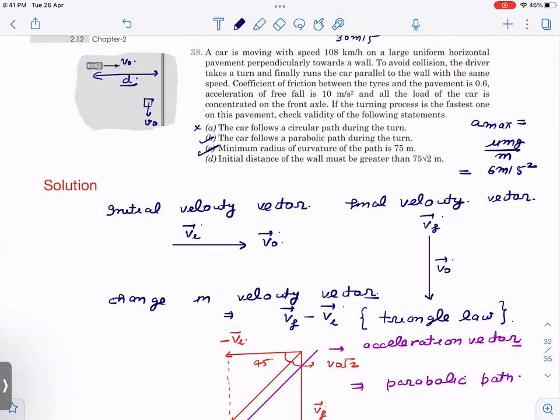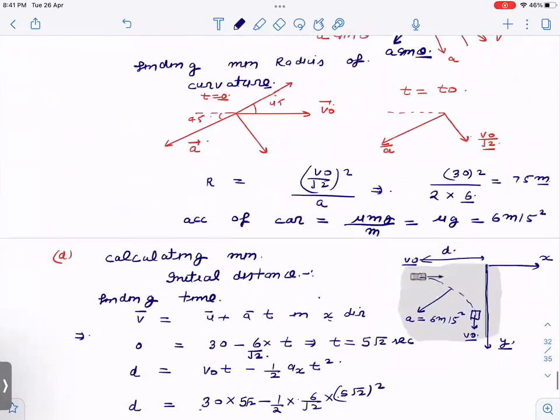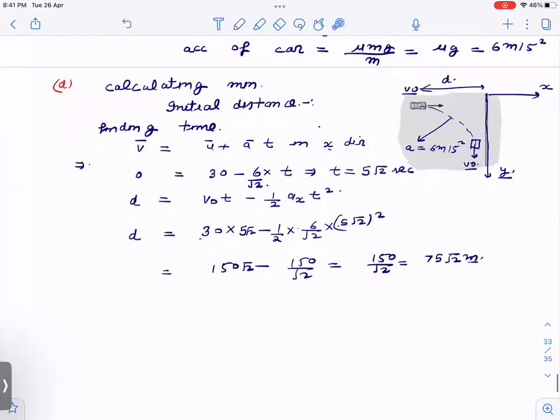If it is less than 75 by root 2, then the car will hit the wall. Let us see. So the D part is calculating the minimum distance. Initial distance is D. Now first we'll find out the time, right? Initially it is going this way. Now it is going this way.